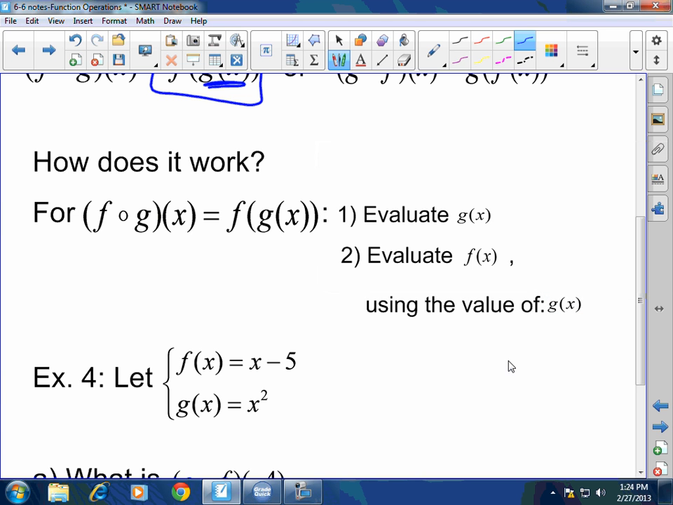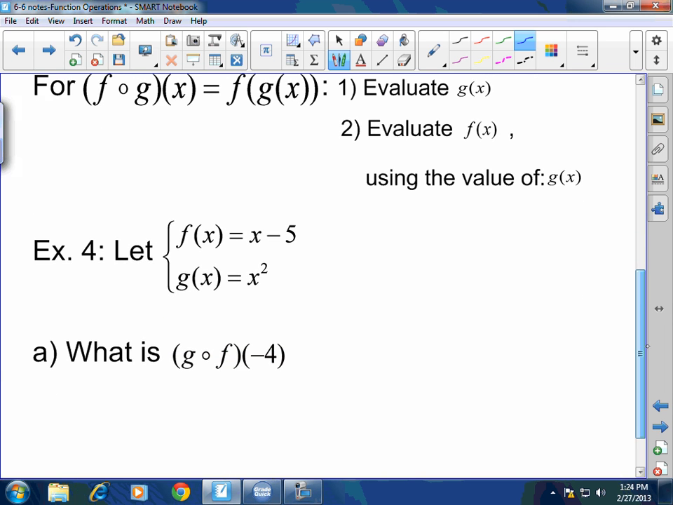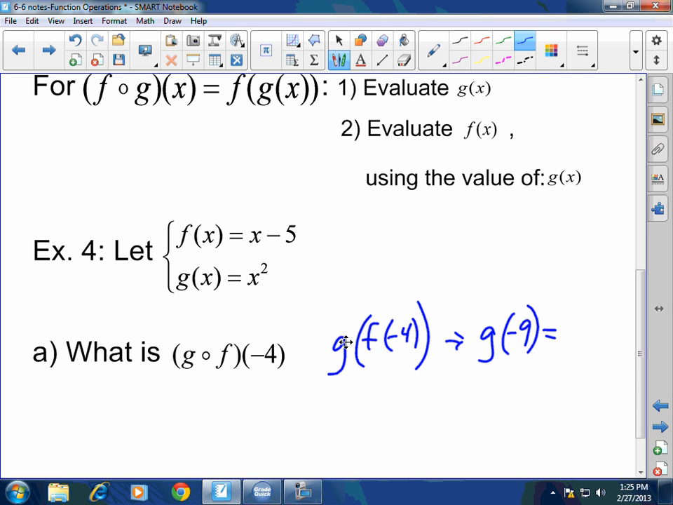Now, this is all confusing until you actually do it. Okay? If f of x is x minus 5 and g of x is x squared, I want to find GOF. So what I want to find is g of f of negative 4, because that's your x, right? So first things first, guys, what's f of negative 4? Negative 9. So then you have g of negative 9, which is negative 9 squared, which would be 81.